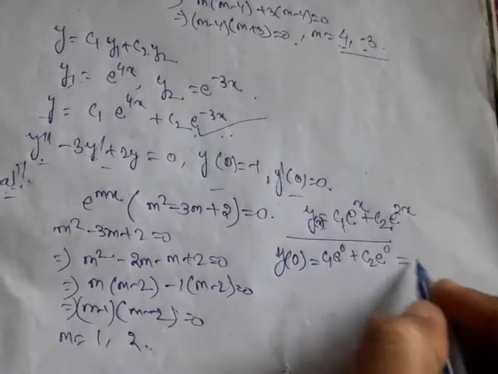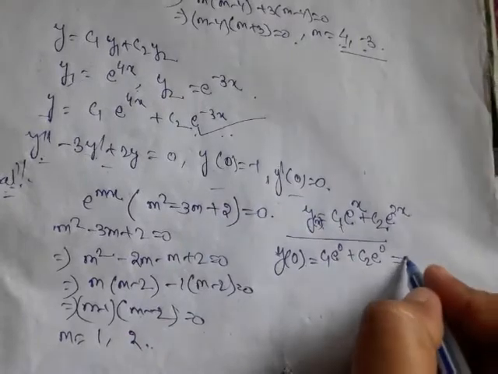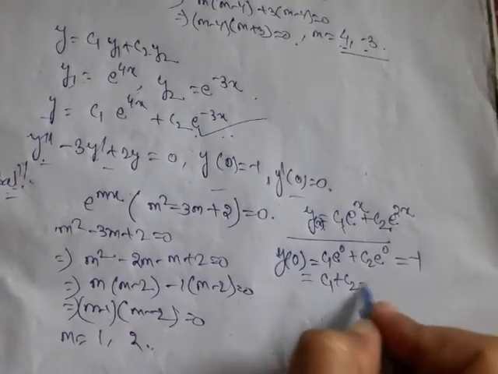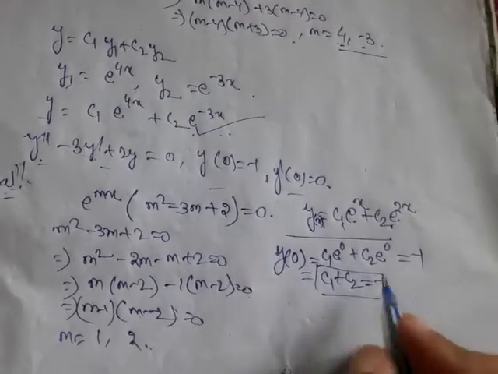This equals minus 1. So c1 e to the power 0 is 1, so c1 plus c2 equals minus 1. So this is our first equation.